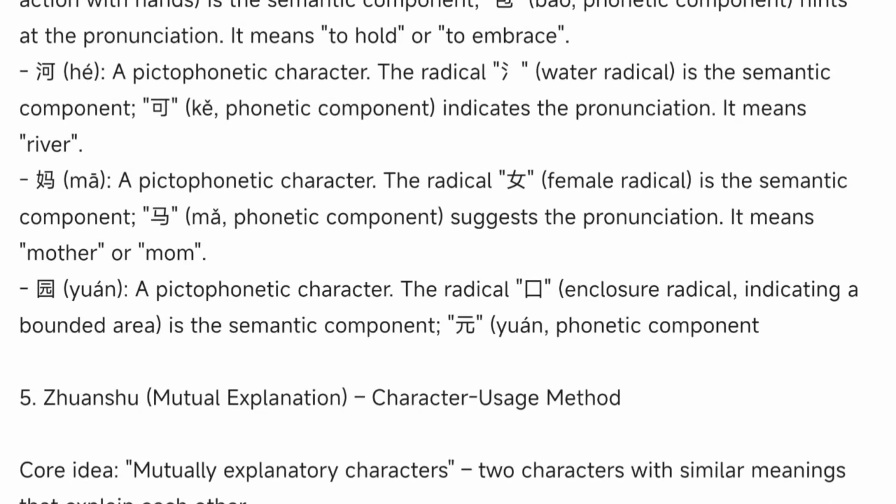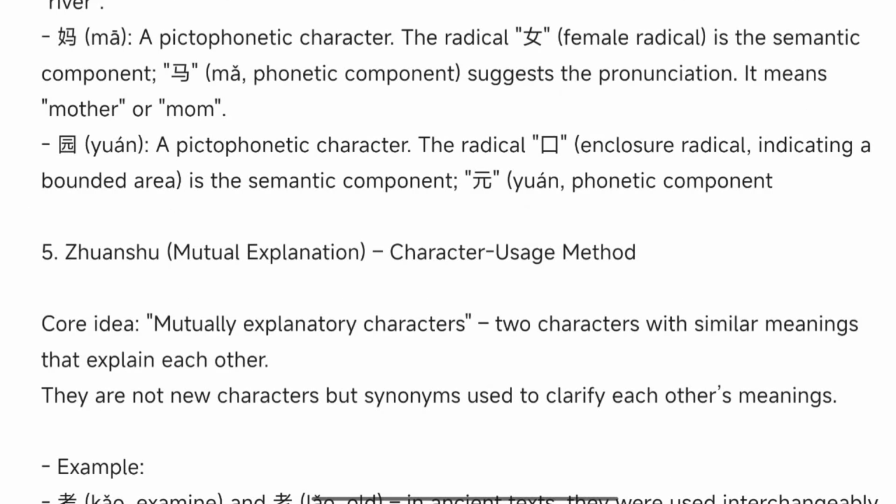圆, the enclosure radical indicating a bounded area. It's a semantic component. 员 is the phonetic component for the pronunciation.